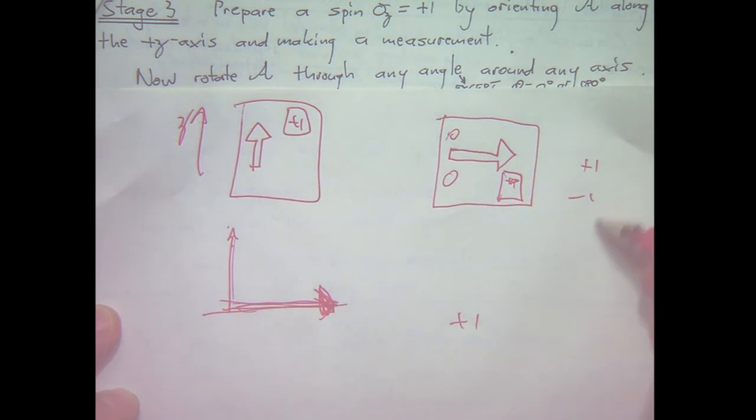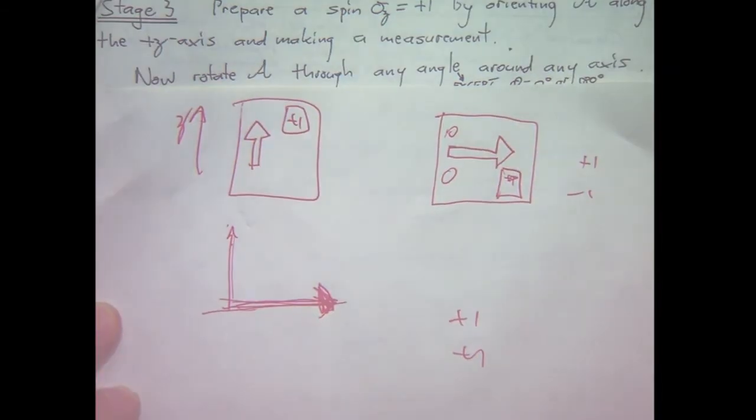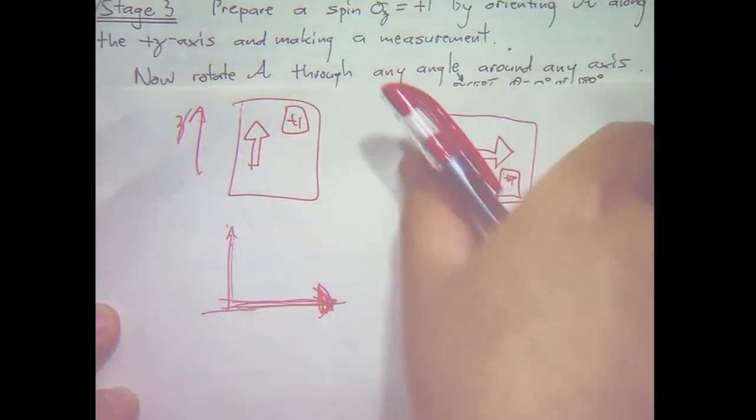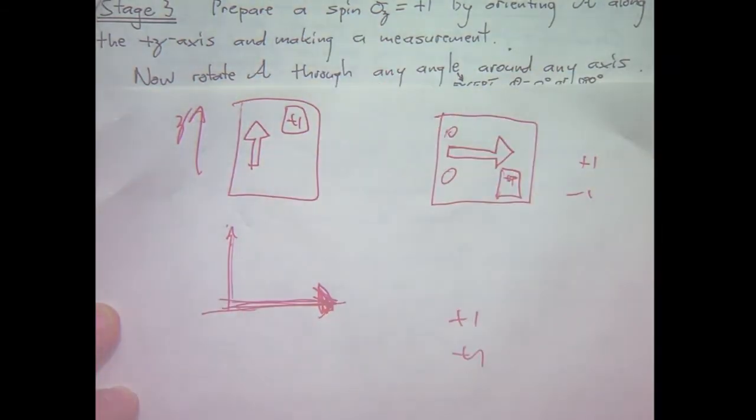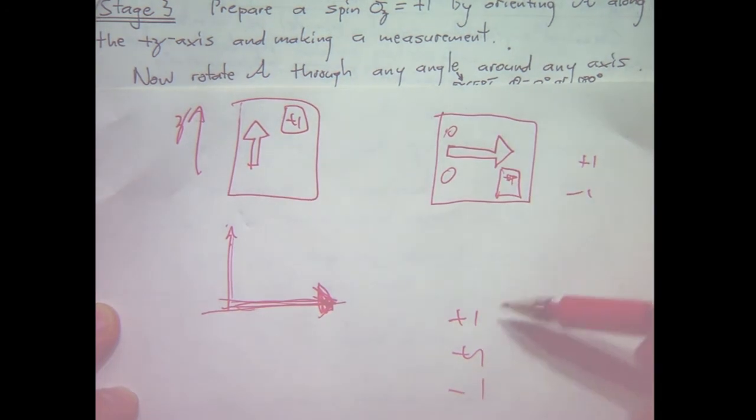Either plus one or minus one. Suppose we get a plus one. Do it again. Prepare a plus one. Turn it around. Measure. What do you get? Either minus one or plus one. Suppose you get a minus one. And so you get only either plus one or minus one. And they're random.